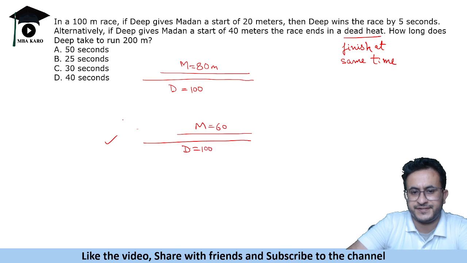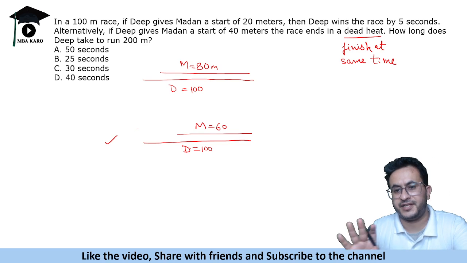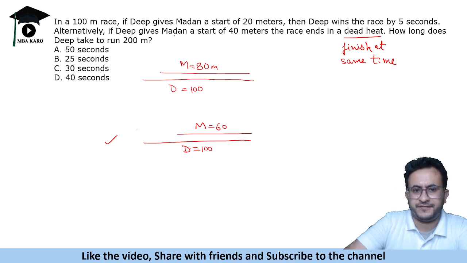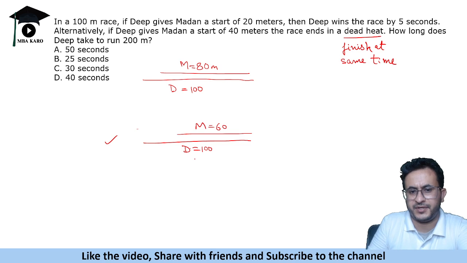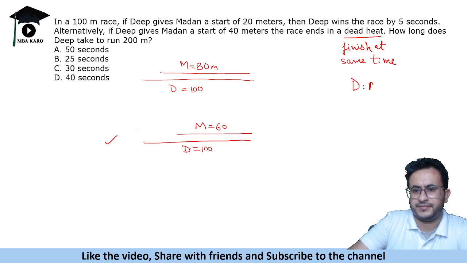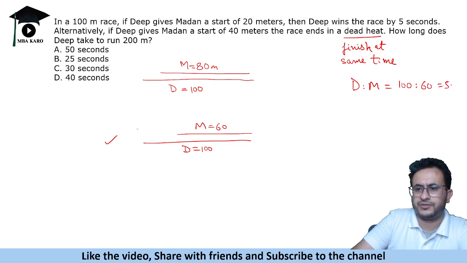Why are we considering this case first? Because this will give us the ratio of their speeds. So if Deep gives Madan a start of 40 meters, the race ends in a dead heat. So when Deep covers 100 meters, Madan covers 60 meters. So D ratio M, the speed is going to be 100 ratio 60, which is 5 ratio 3. Okay. So let's assume Deep's speed is 5x and Madan's speed is 3x.